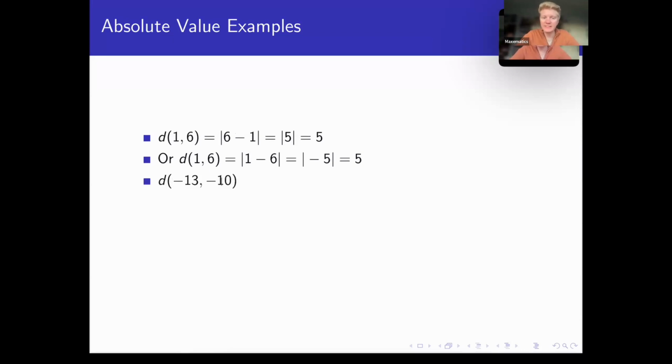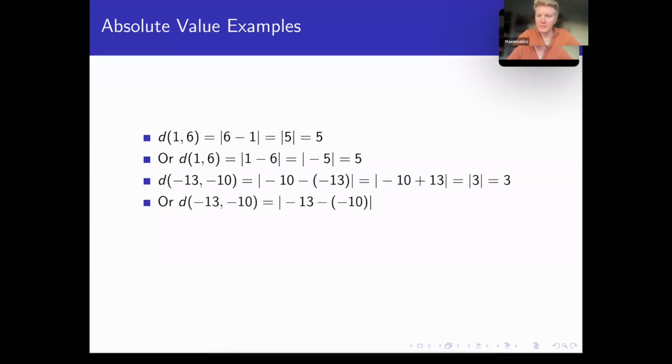Distance from negative 13 to negative 10. Again, absolute value of B minus A. Well, negative 10 minus negative 13. Negative negative is a positive. Negative 10 plus 13: you're $10 in debt, and somebody gives you $13, you now have $3. Absolute value of 3 is 3.